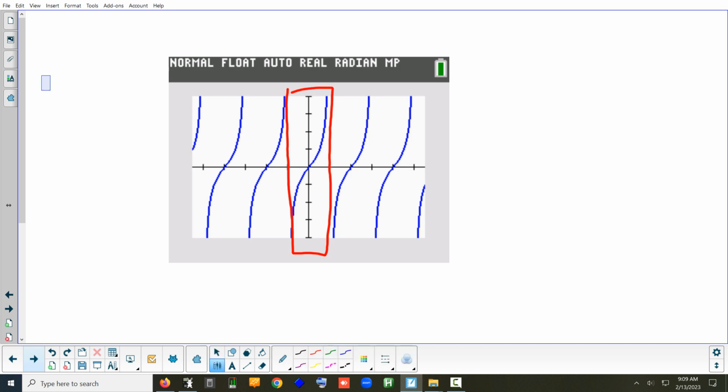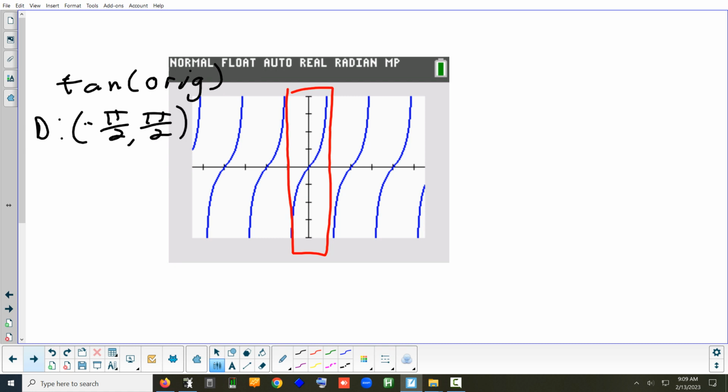All right, so here, this is for tangent. Again, it's the original. For the domain, we're going to limit it to negative pi over 2 to pi over 2, but make sure you put a parenthesis because there are vertical asymptotes. And what about the range? How high and low? It could be negative infinity to infinity. Yeah, it's all real numbers. The graph of tangent goes up and down forever.